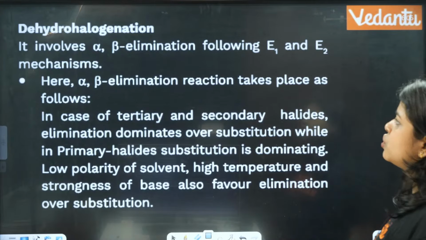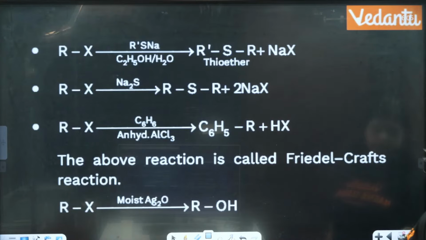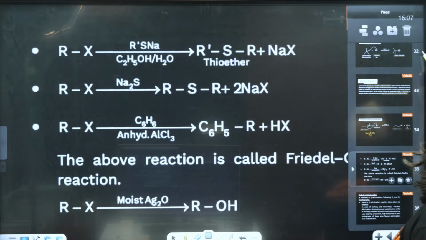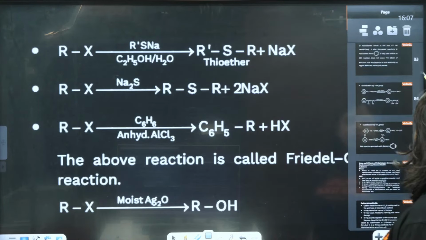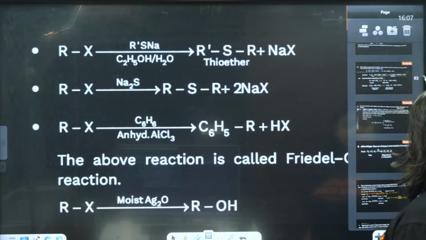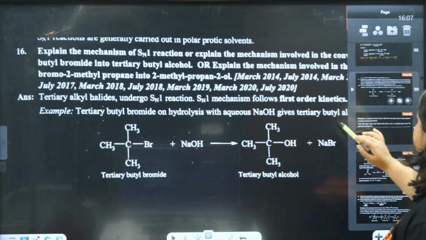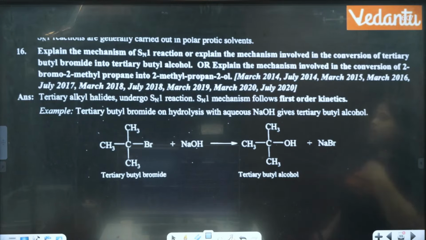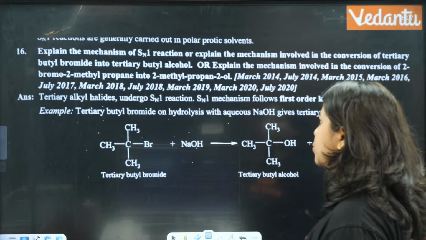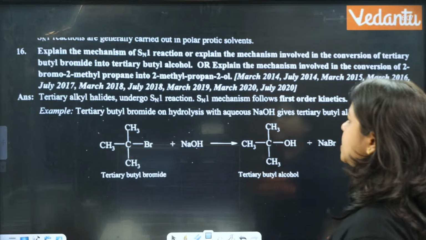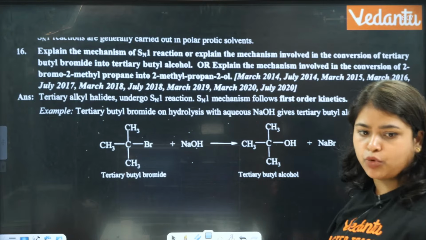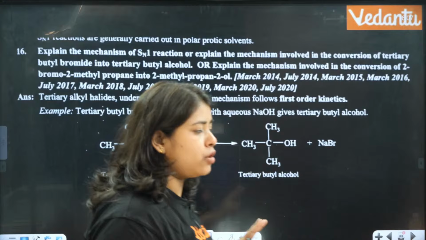Okay, so this question we will discuss it now. Let us discuss the Friedel-Crafts reaction, how they ask the questions. Yes. So how the mechanism of an SN1 reaction, or explain the mechanism involved in the conversion of a tertiary butyl bromide to the tertiary butyl alcohol, or explain the mechanism. Means what kind of questions can be asked, there are two questions involved there. There is two questions involvement.